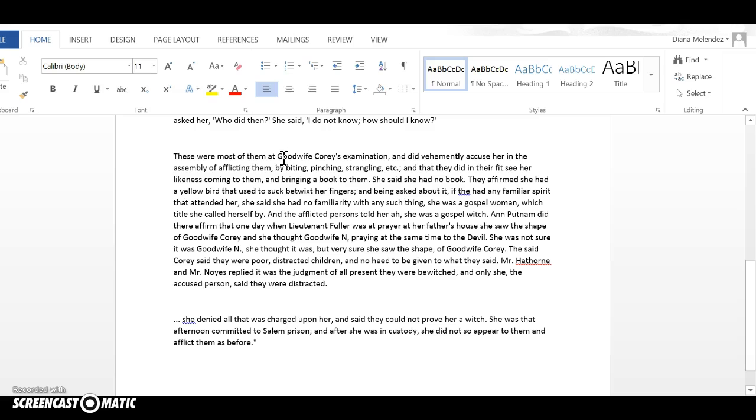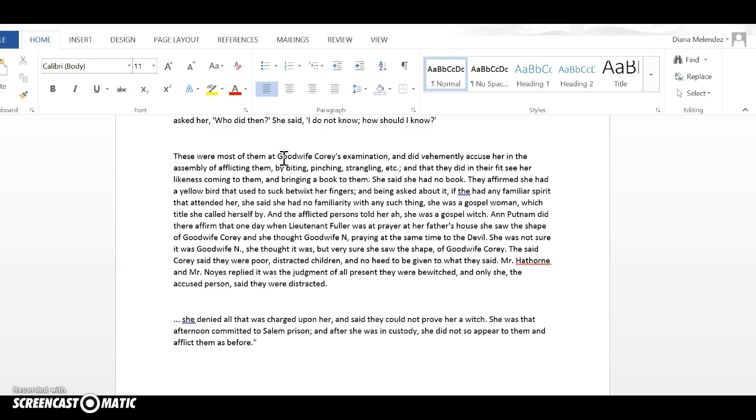Okay, so next in our plot diagram is the falling action. And if you remember, the falling action is after the climax, after the shift in the story, and things are starting to resolve and get taken care of. And so the falling action in this passage is Martha Corey denies the charges, and she can't be proven to be a witch. They don't have any evidence to prove that she's actually a witch. Okay, so we've reached the climax and we're going down now. She denied the charges, and there was no actual evidence to prove that she was a witch.